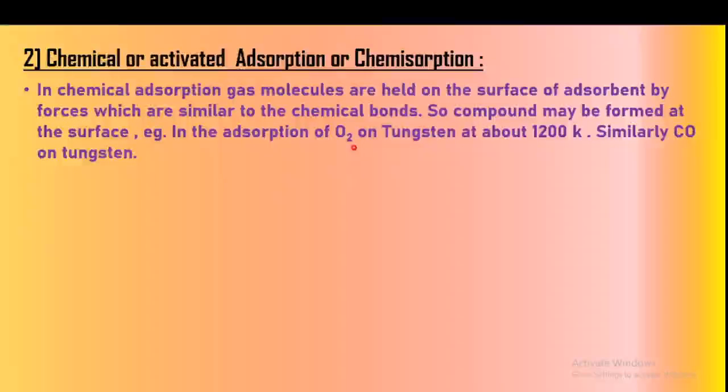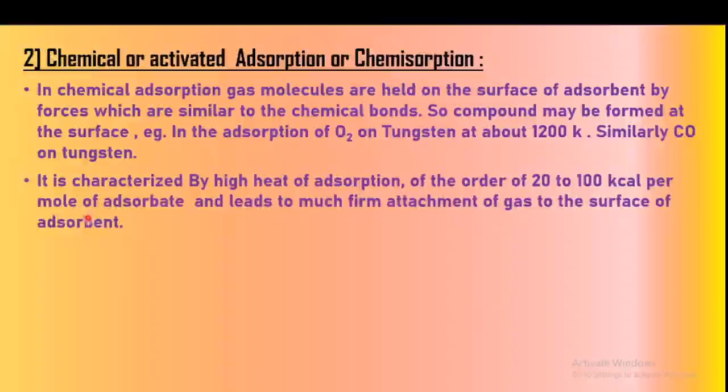An example is the adsorption of oxygen on tungsten at about 1200 Kelvin, and similarly CO on tungsten. It is characterized by high heats of adsorption. In physical adsorption, it was characterized by low heats of adsorption. So chemisorption is characterized by high heats of adsorption, of the order of 20 to 100 kilocalorie per mole, and leads to much firmer attachment of gas to the surface of the adsorbent. Means a much tighter arrangement of gas on the surface of the adsorbent. It occurs at high temperature.